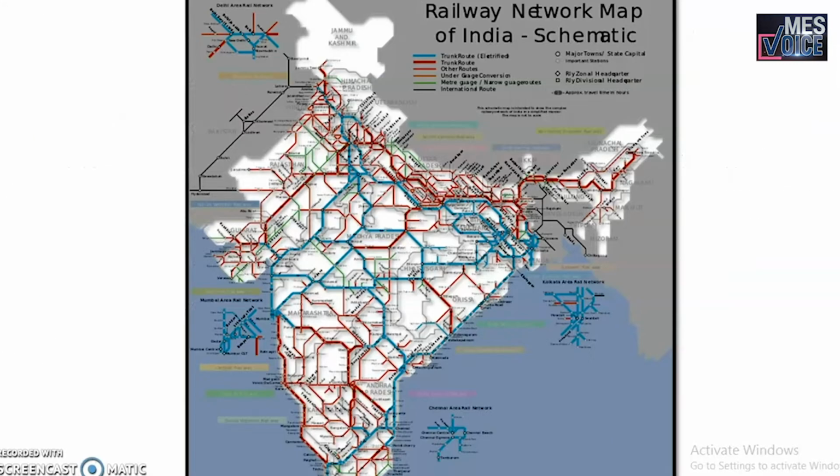This is a railway network map of India. It's a little bit complicated when you see this picture. This is the trunk route, which you can see in the blue lines. That is the electrified route, and the red lines indicate the non-electrified routes. Just see how the railway tracks are going and which distances our railway network covers.